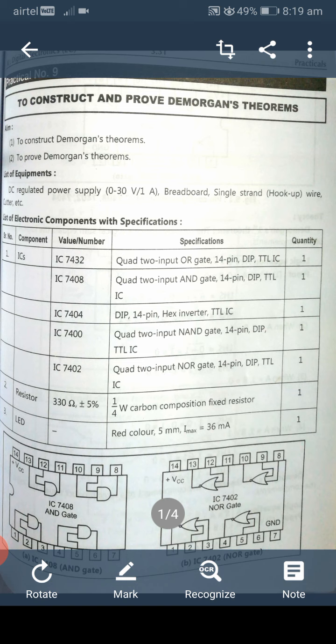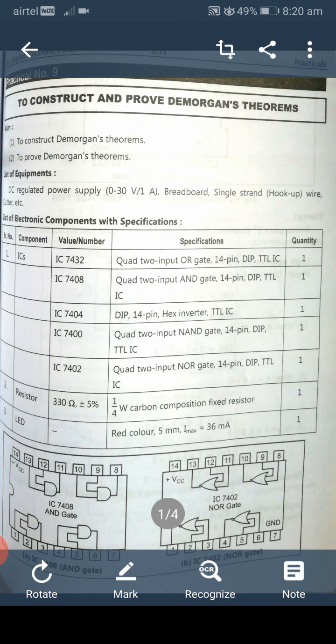The another IC required is IC7404, DIP 14 pin hex inverter TTL IC. Quantity required is 1. The next IC is IC7400. The specification of this IC is quad 2 input NAND gate, 14 pin DIP, TTL IC. Quantity required is 1.